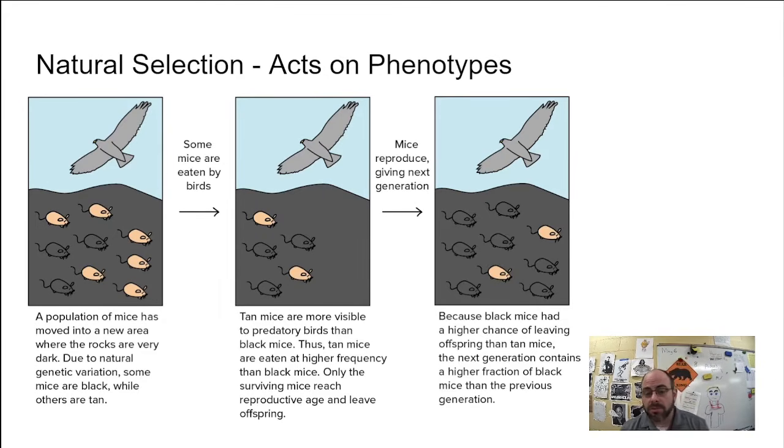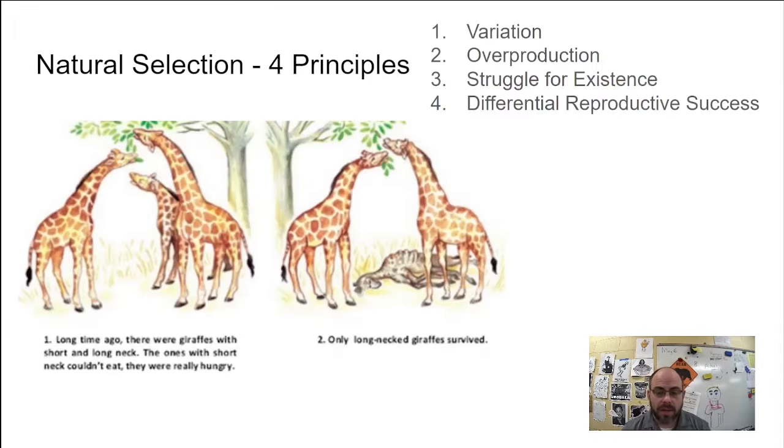But it acts on the phenotype. The black phenotype is more fit than the brown phenotype. And I keep saying this word, fitness. I could go back here and talk about fitness. Fitness is two things. It is not only the ability to survive, but also the ability to reproduce. Make sure that you understand that concept.